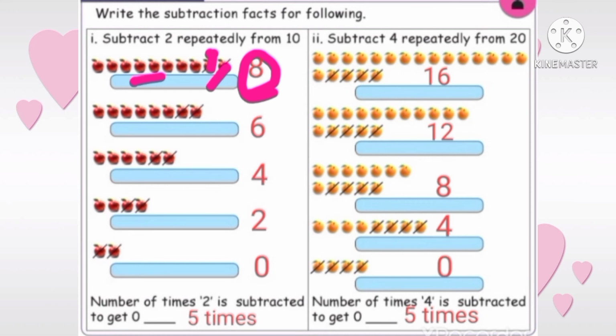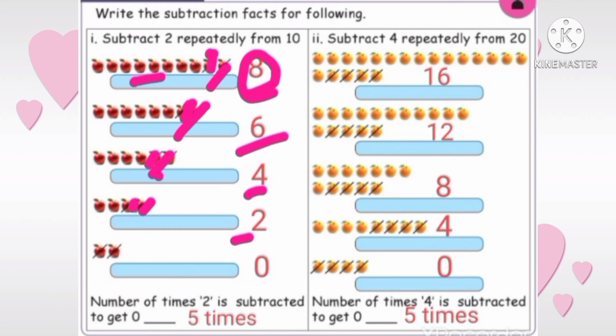8 apples. Next we have 8 apples. Again repeatedly 2 apples are struck out. So remaining 6. Next we have 6 apples. So 2 apples subtracted from 6 apples. So remaining 4. Next we have 4 apples. So again we subtract 2 apples from 4 apples. Answer is 2 apples.